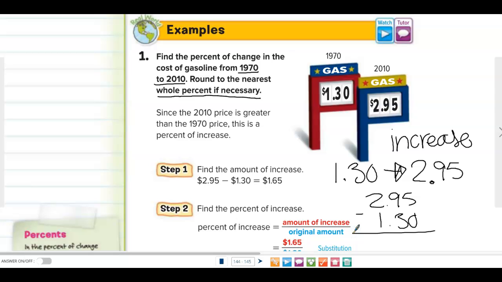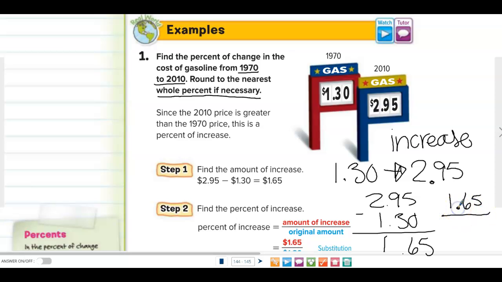And what do you get? You can use your calculator. Five minus 0 is 5. 9 minus 3 is 6. 2 minus 1 is 1. So we should have had $1.65 for amount of change, right? Yeah. So our amount of change goes on top, so $1.65.